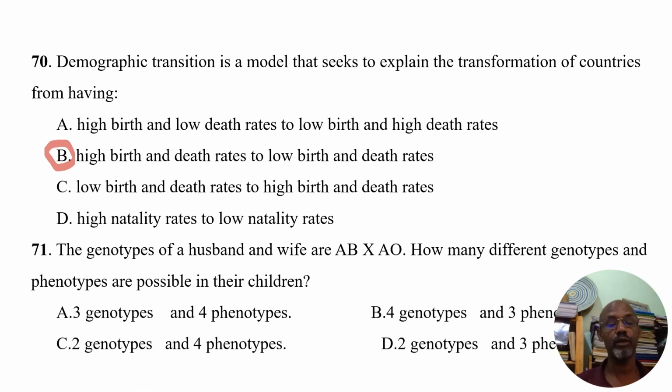Genotypes. What has been asked is, sorry, how many different genotypes and phenotypes are possible in their children. Genotypes: AO, AB, and BO, 4 genotypes, and 3 phenotypes, 3 blood types. Therefore, 4 genotypes and 3 phenotypes. The answer is B, I think, yeah.